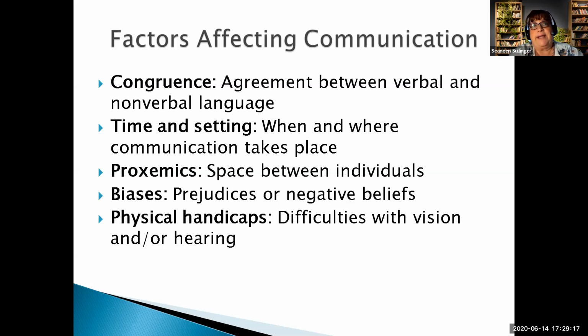And then physical handicaps. If someone is visually impaired or they have a hearing impairment, even if they're a paraplegic or have difficulty with movement, things like that can also be a factor that affects communication. Many times people think that if a person has difficulty hearing, if they just speak a little louder, the person will be able to understand them and hear them. However, it's better to speak more slowly and try and make your point that way, and then ask clarifying questions, or ask if the person understood what you were trying to say.